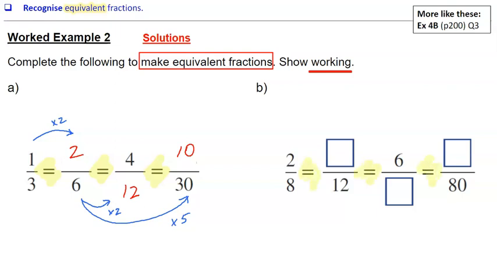Press pause and try B, remembering that you don't need to work from left to right, and you also don't need to work with the pair of fractions next to each other. You can skip over the pairs and you can loop backwards too. Have a go and then press play to find the answers.